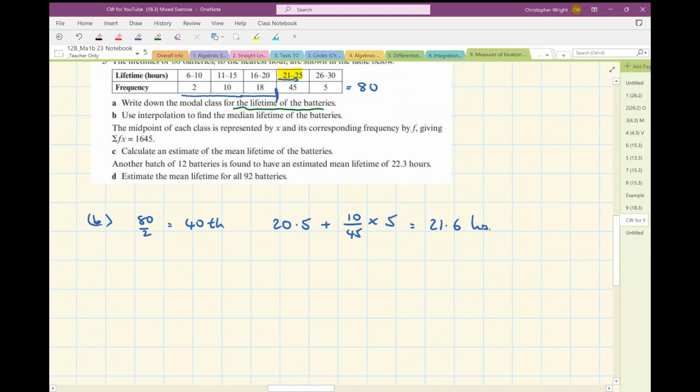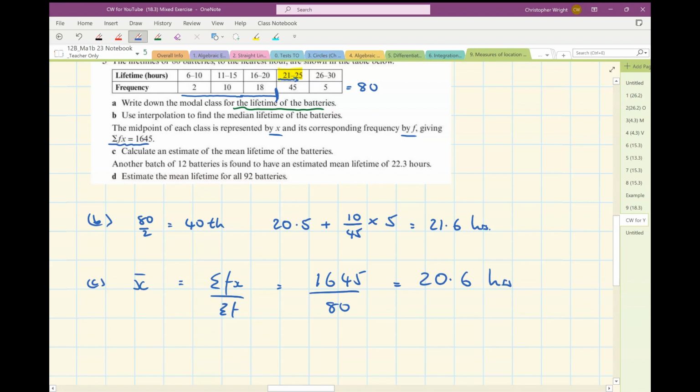Right, part C. The midpoint of each class is represented by x and the corresponding frequency. Okay, so I know the sum of the lifetime, sum of the hours, as long as we're using the midpoint. Calculate an estimate for the mean of the lifetime. Right, well, that's okay. So the mean would be the sum of all the midpoints multiplied by the frequency divided by the number of batteries. So that's simply going to be 1645 divided by 80, which gives me a mean of 20.6 hours.